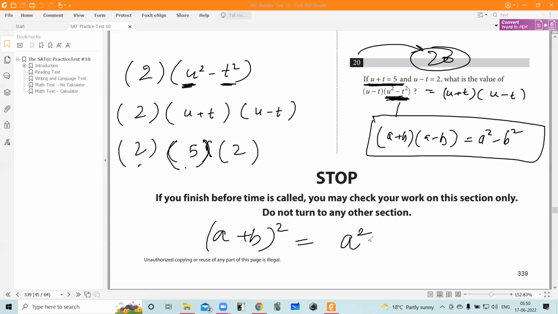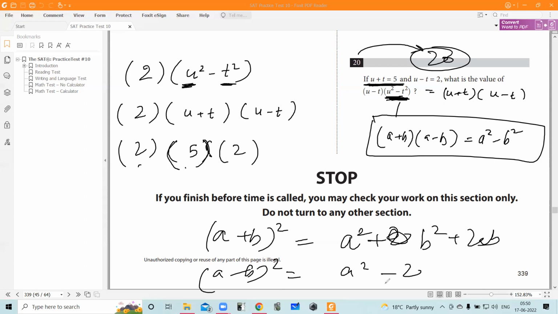A squared plus b squared plus 2ab. Right, because it'll be having all the terms positive. A squared plus b squared plus 2ab. And what about a minus b whole squared? A squared minus 2b, no. Yes. A squared plus b squared minus 2ab. Plus b squared minus 2ab. Right. Minus 2ab plus 2ab.